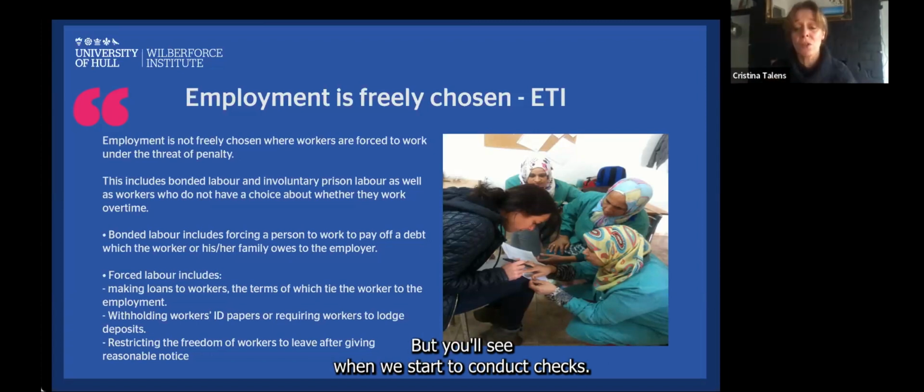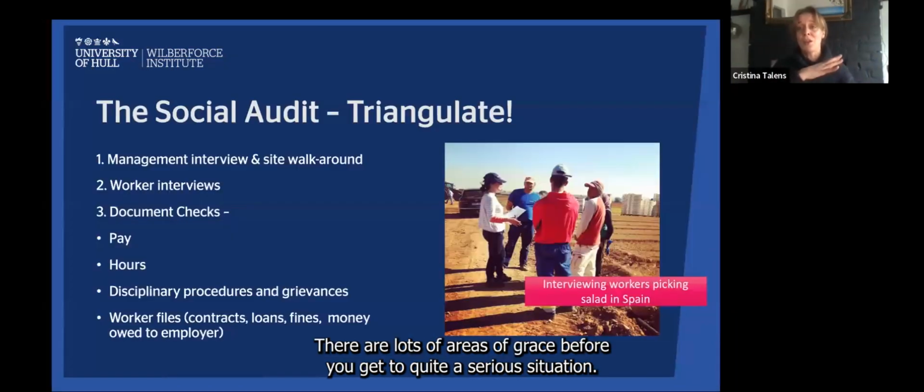But you'll see when we start to conduct checks, it's lighter. It goes from grey to... there are lots of areas of grey before you get to quite a serious situation.